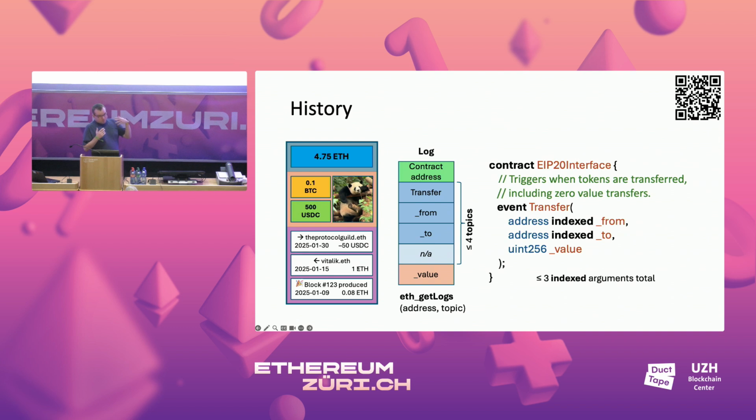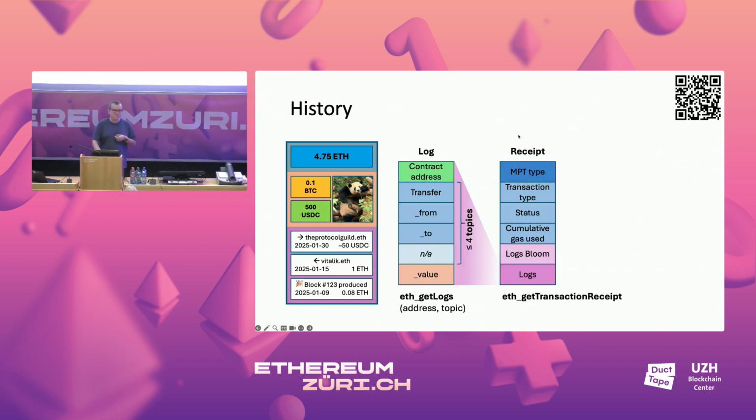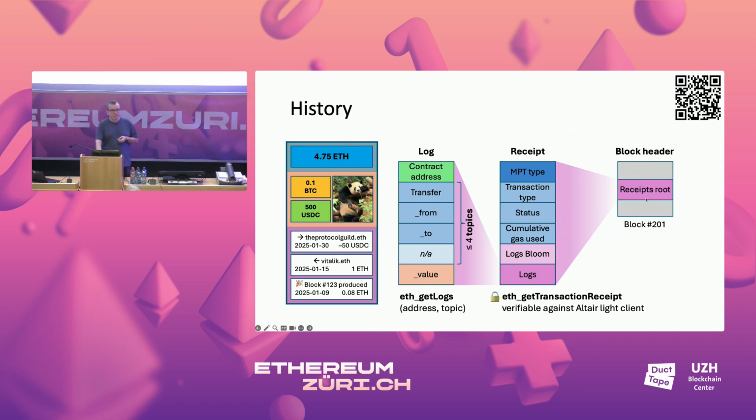So the problem here is we have these logs, how do we verify them, right? When we execute a transaction, there is something called a receipt that captures all the output of that execution of the transaction, and the logs are just a part of it. Then we can do the same thing as with the state tree and validate it using the Altair light client against the receipts root in the block header. It's very similar to the state root, but this one gets reset after every block, so it doesn't carry on like the state that's persistent.